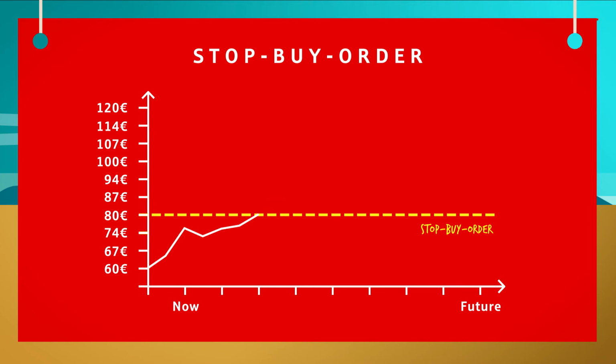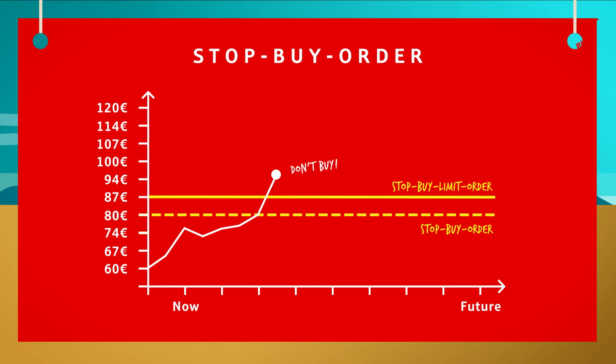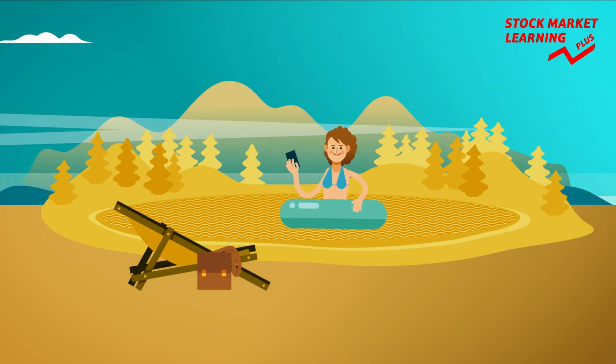There is also a possibility to set an additional limit order here, the stop buy limit order. With this, you can make sure that shares won't be bought at a way too high price. Tools like these orders help you to trade safely at the stock market. Just try out how it works.